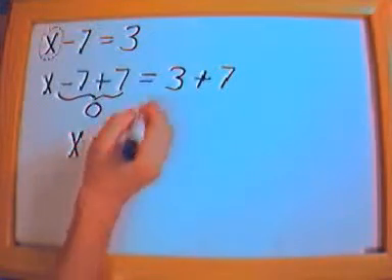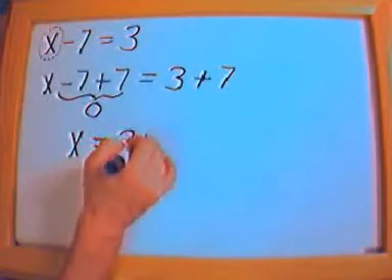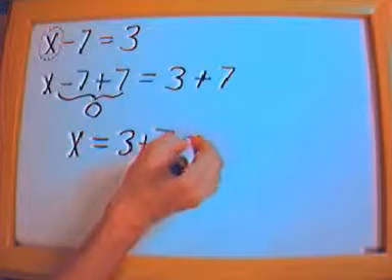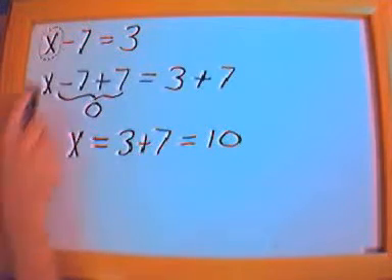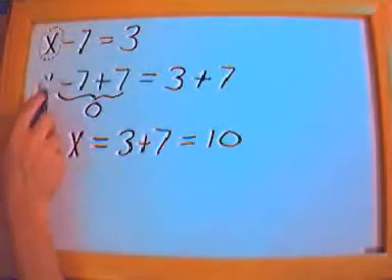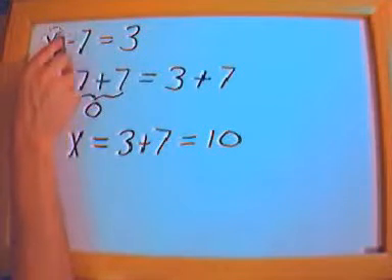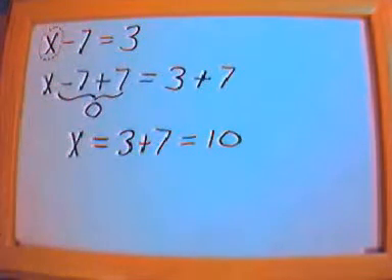And so x is equal to 3 plus 7, which is equal to 10. And that's what we knew we were going to end up with at the very beginning of this thing. So what we did was we basically added the opposite here. And if this were an addition, plus 7, we would have to subtract a 7.